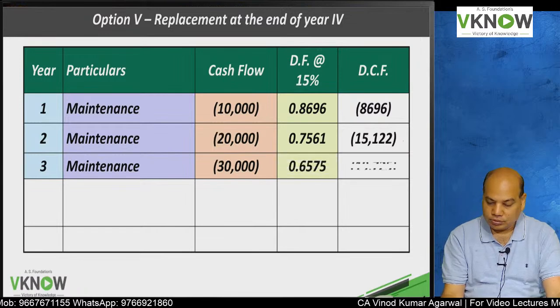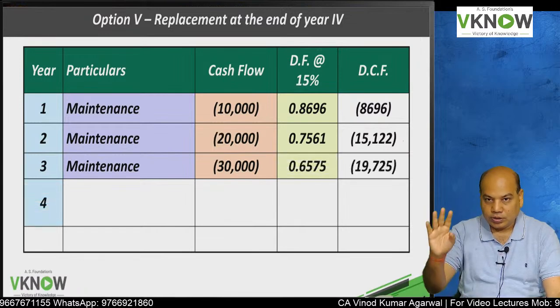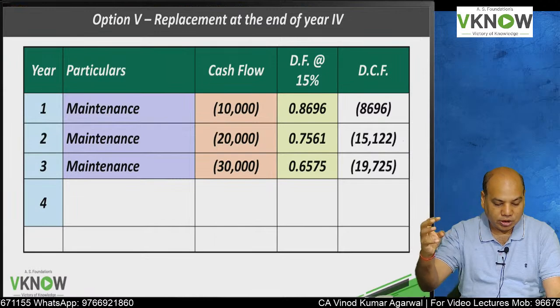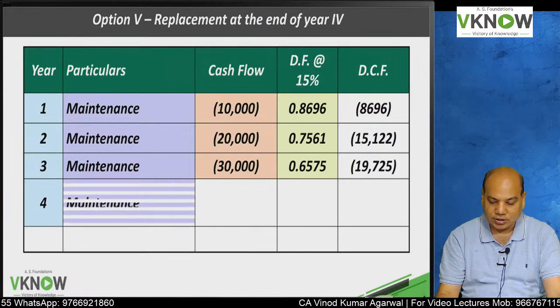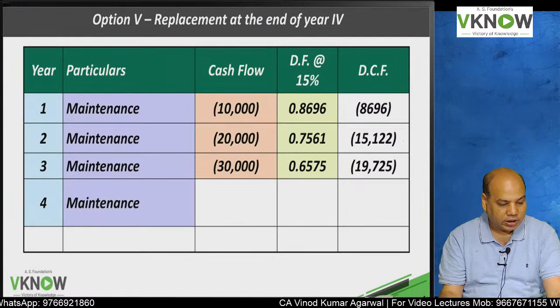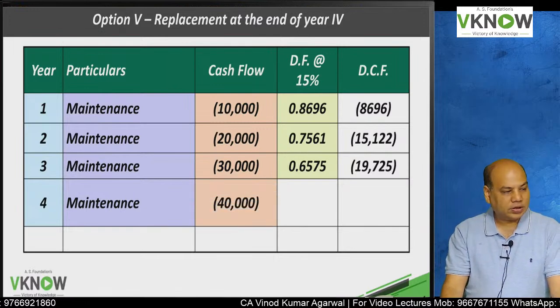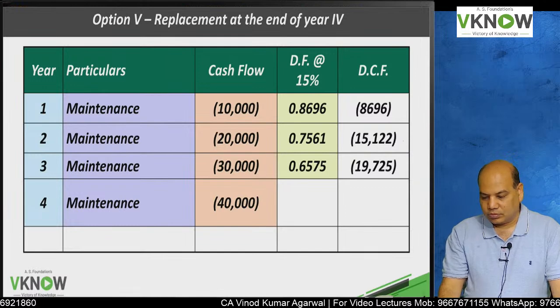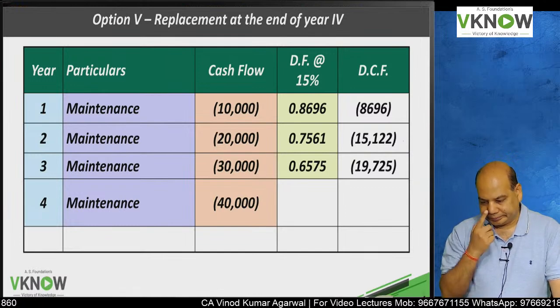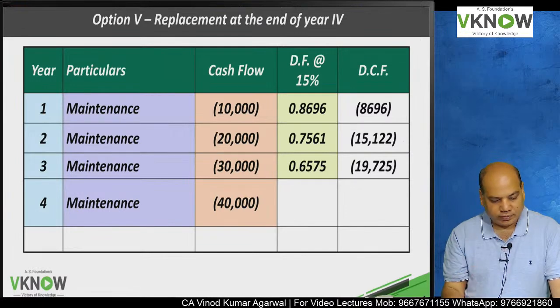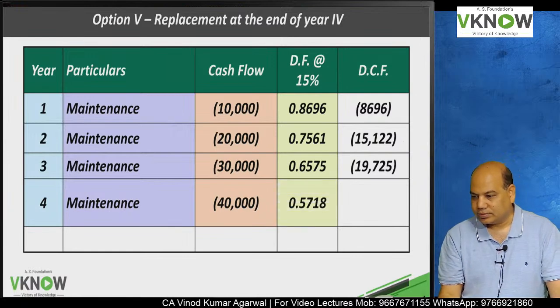Question in front of you. Present value we have already computed. Maybe you can copy from the previous answer. Year 4 maintenance is 40,000. Present value factor we have computed.